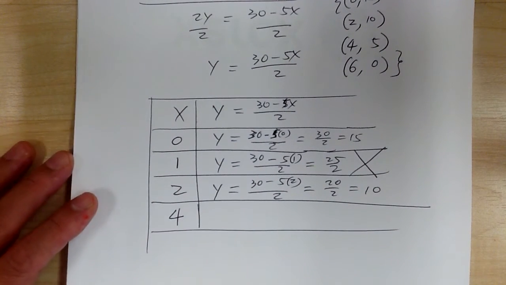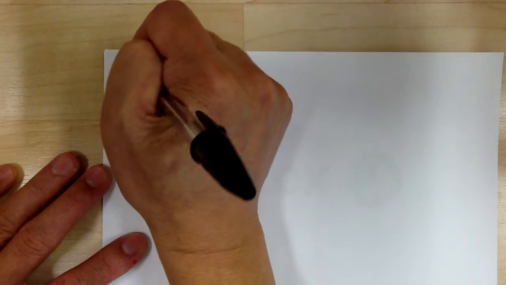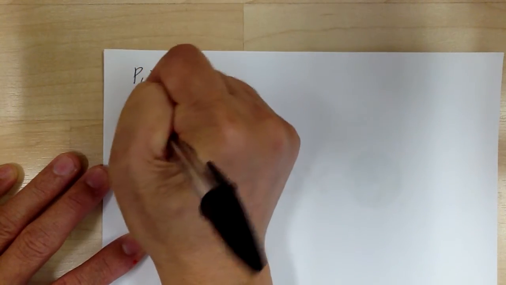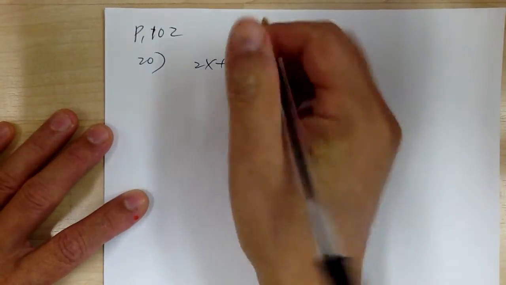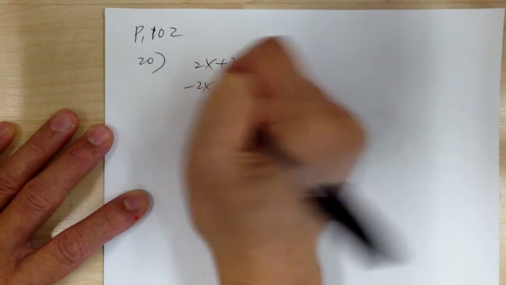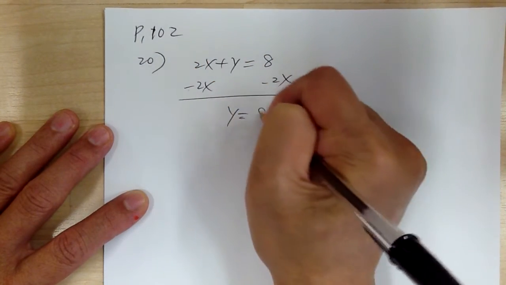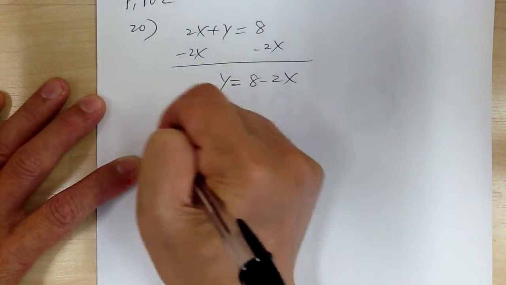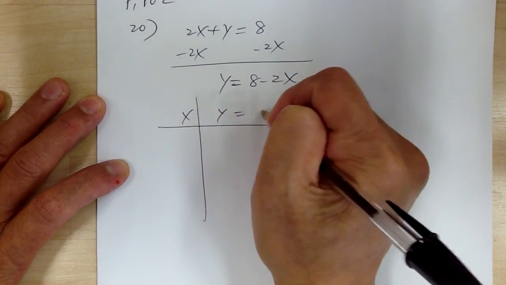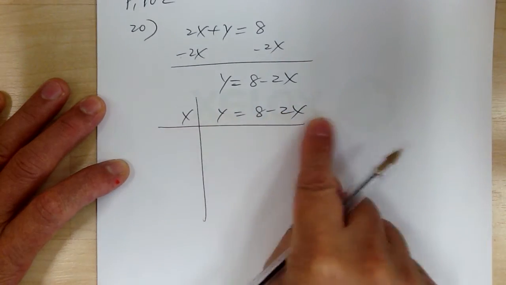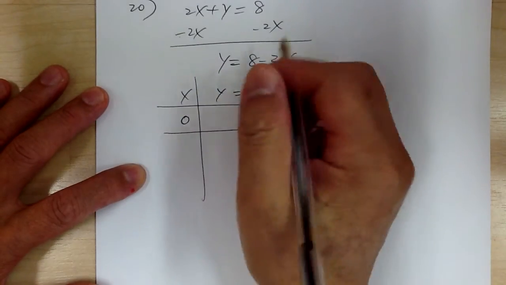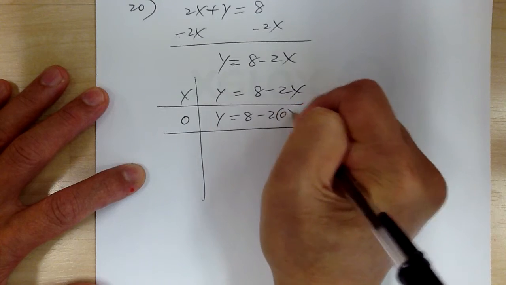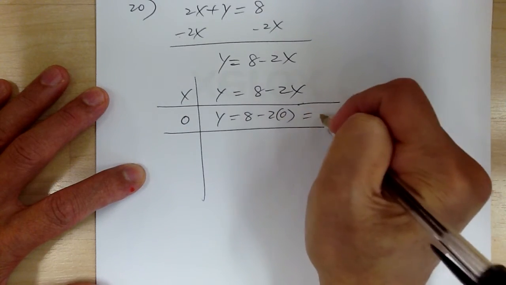Okay, so let's try one more. Let's try number 20. So you have 2x plus y is equal to 8. Again, let's move things around. Minus 2x, minus 2x. So y is equal to 8 minus 2x. So let's make a table. Again, that's your input, and write down your equation. It helps you substitute. So again, let x equal to 0. So y equal to 8 minus 2 times 0. So this will equal 8.